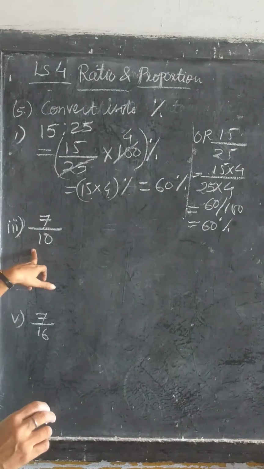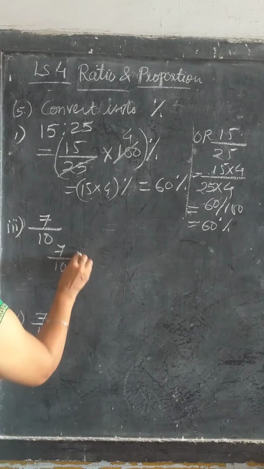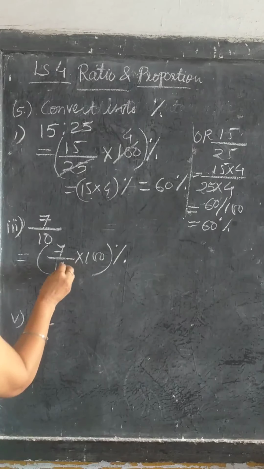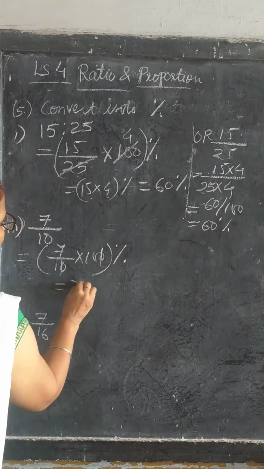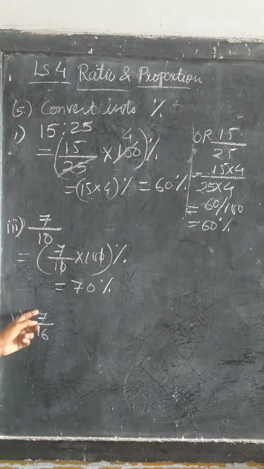Okay. Now the second one is what? 7/10. So 7/10 multiply with 100%. Now simplify. This gets cancelled. 7 into 10 is what? 70%. Now let's see this example.